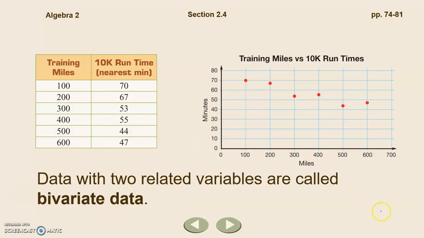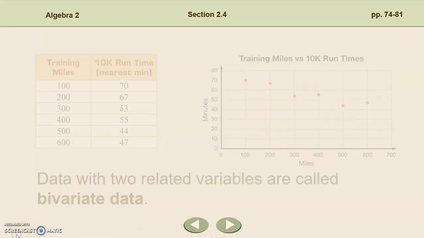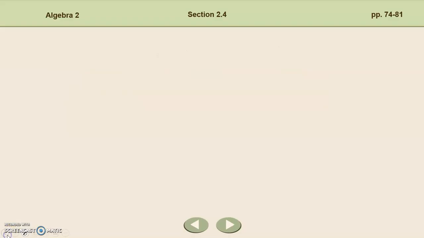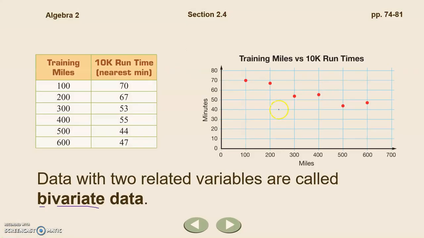So this is an example of data with two related variables called bivariate data. Again, we have two variables. Our first variable is the training miles, and the second variable, or the second thing that changes here, is your 10K runtime. A trend line can be drawn to model the relationship between the two variables. If we go back to our graph, you'll see that it's not strictly linear. If we connected all these, it wouldn't be a straight line. It would be a little bit of a jagged line.